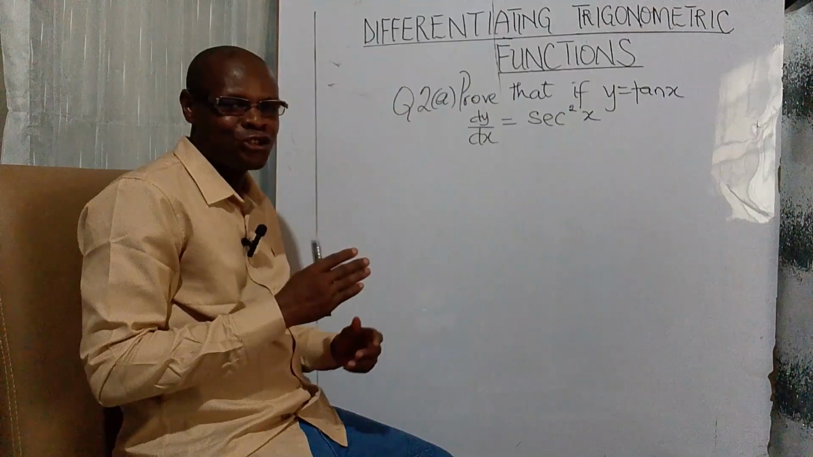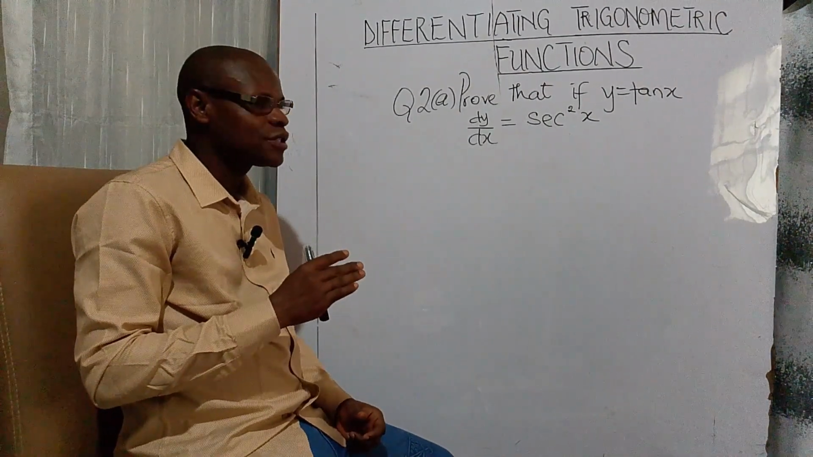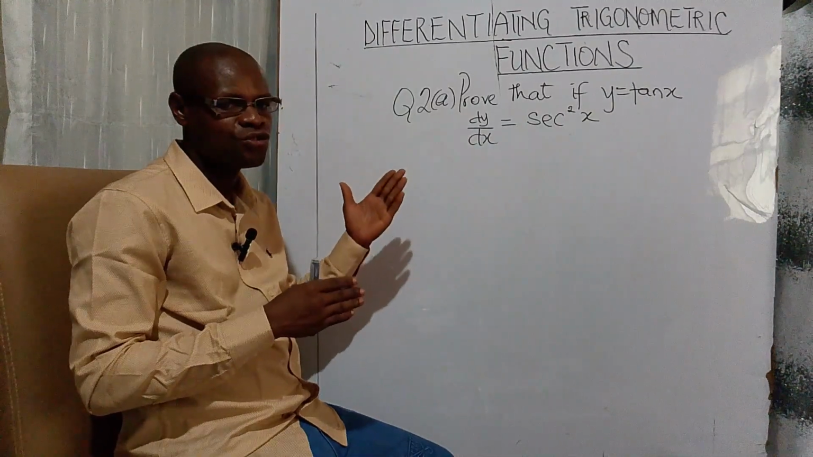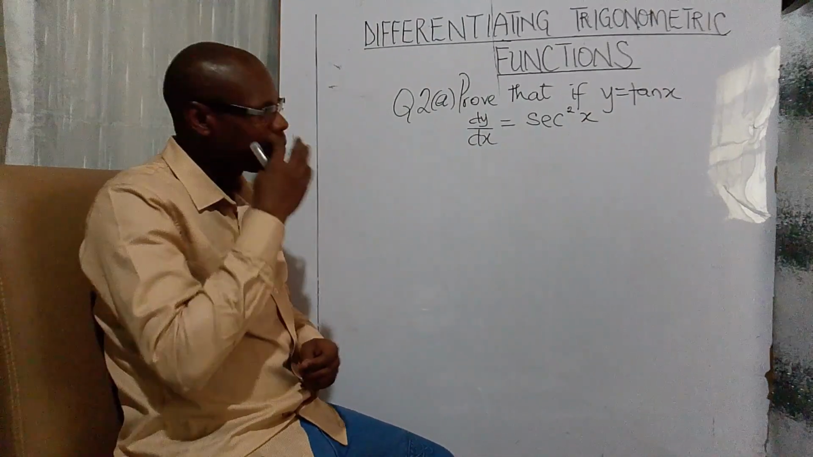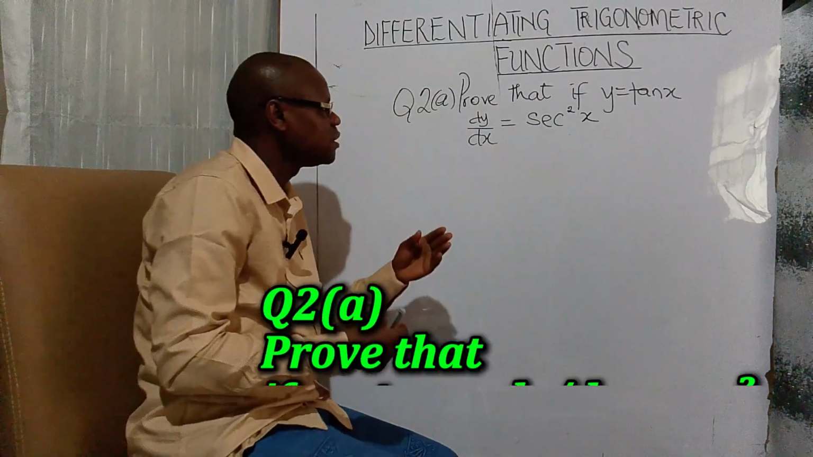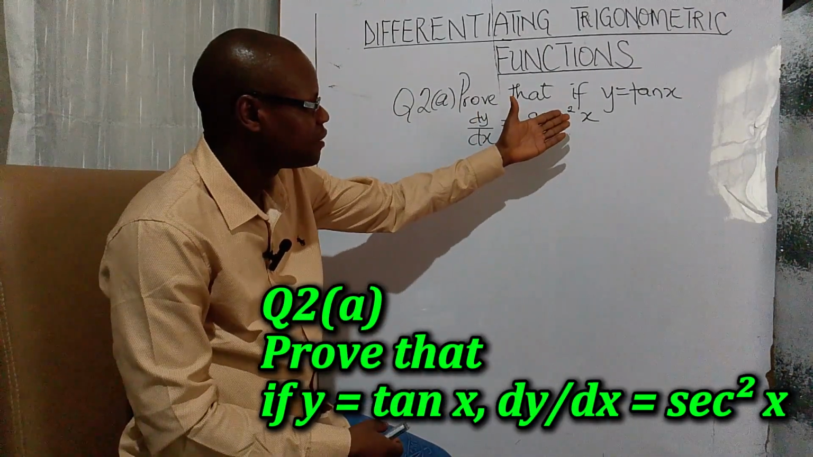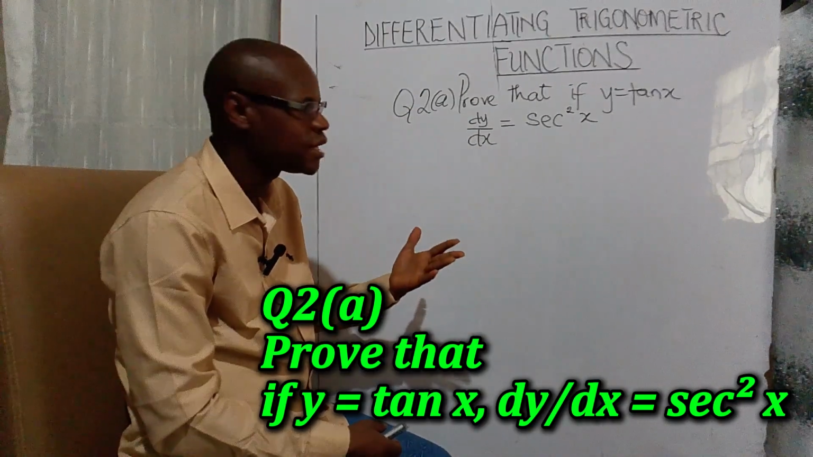I decided to treat these three questions in a single video. The purpose is to clarify when to use quotient rule, when to use product rule, and when to use chain rule. Now let's start with question 2a. Here we are required to prove that if y is tan x, then dy dx is sec square x.